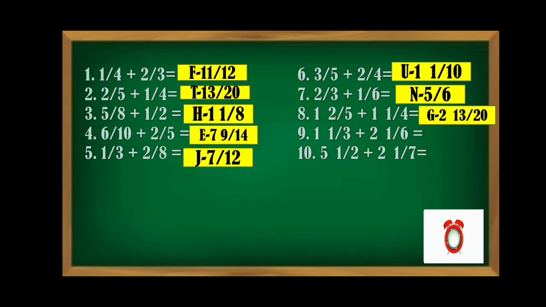And for number 9, 1 and 1/3 plus 2 and 1/6 equals... alright, the answer is L, which is 3 and 1/2. And for the last number, number 10, 5 and 1/2 plus 2 and 1/7. The correct answer is E, which is 1.